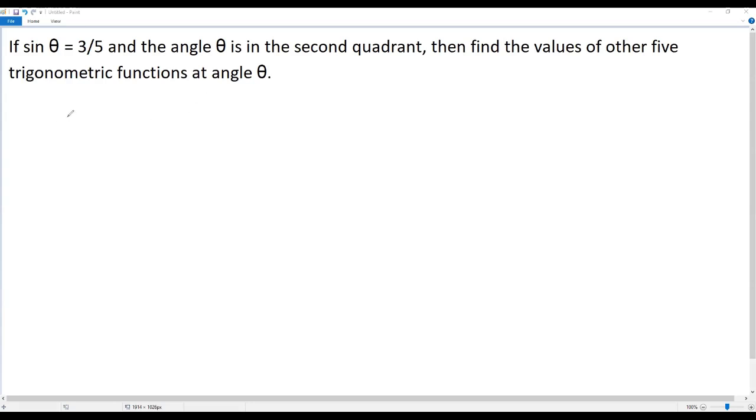Okay, so according to SOH CAH TOA, the formula for sine theta is opposite over hypotenuse. Here in our question, we have sine theta equal to 3 over 5. So opposite over hypotenuse equals 3 over 5. That is, for the opposite side we can consider this 3 as the length, and for the hypotenuse we can consider this 5 as the length. Now let me draw a right triangle.